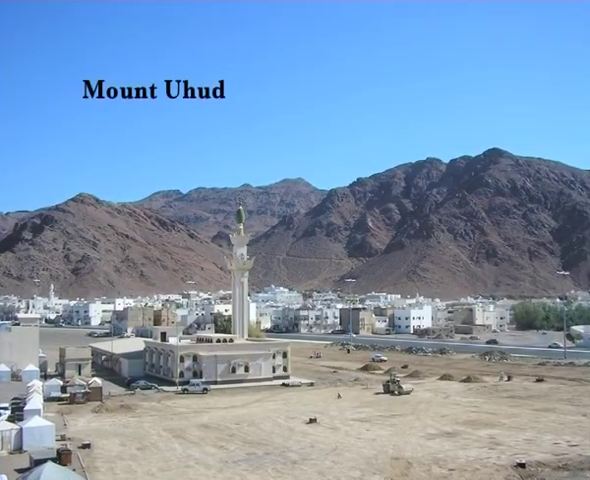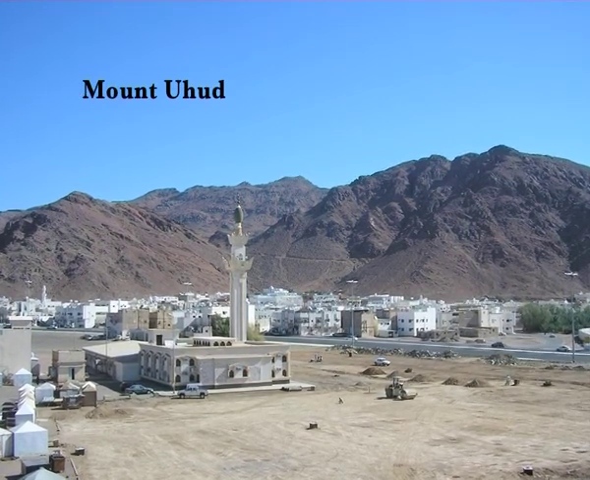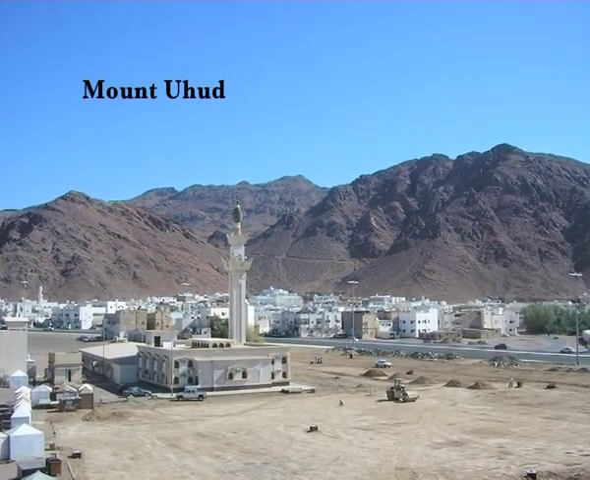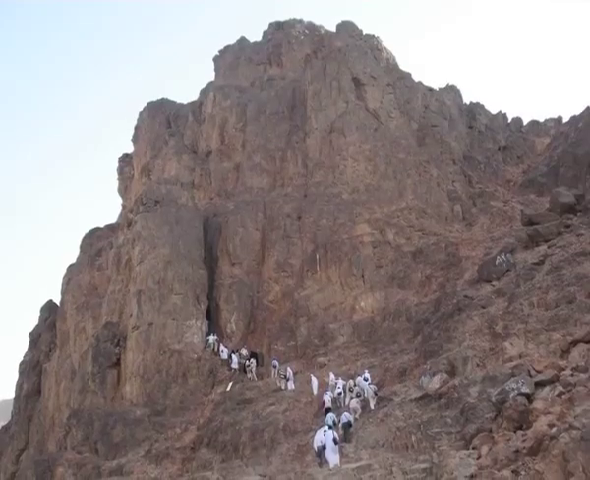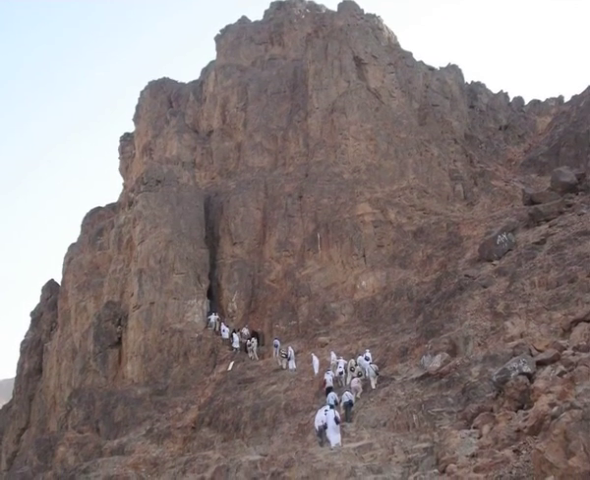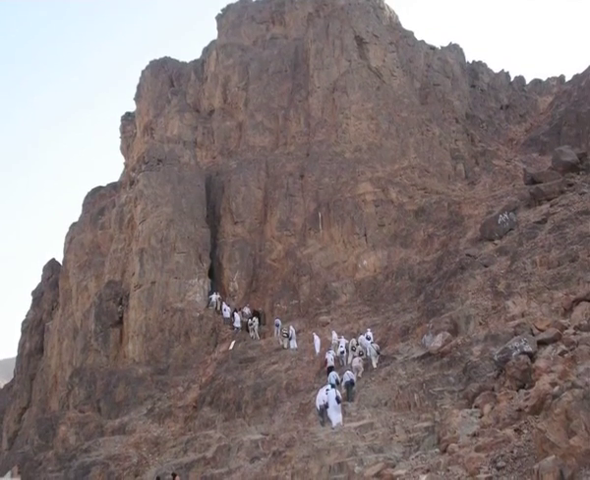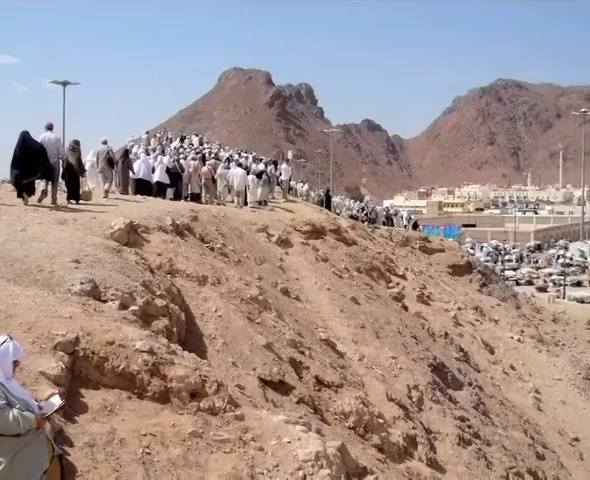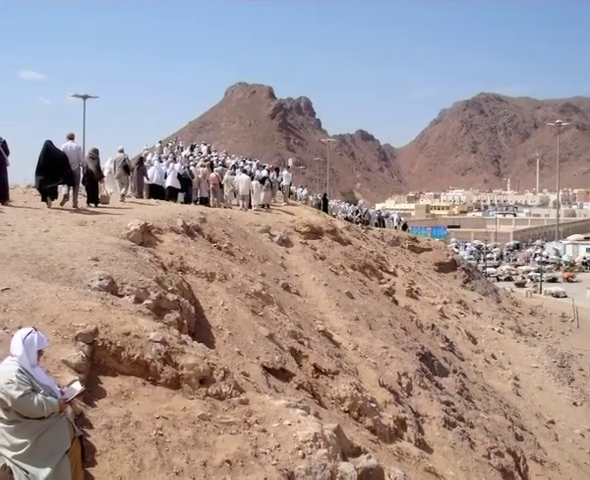Mount Uhud. Mount Uhud in Saudi Arabia is the site of the famous Battle of Uhud, which was fought on 23rd March 625 AD. Mount Uhud is a mountain north of Medina, Saudi Arabia. It is 1077 meters, that is 3533 feet high. It was the site of the second battle between Muslim and Meccan forces.